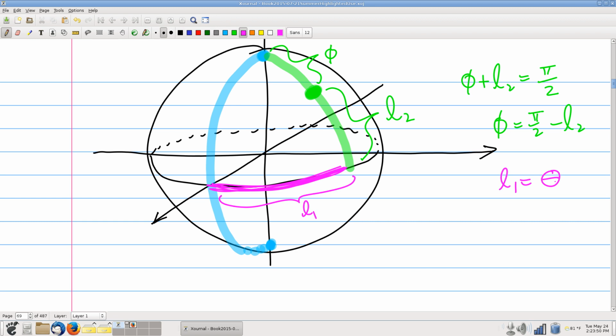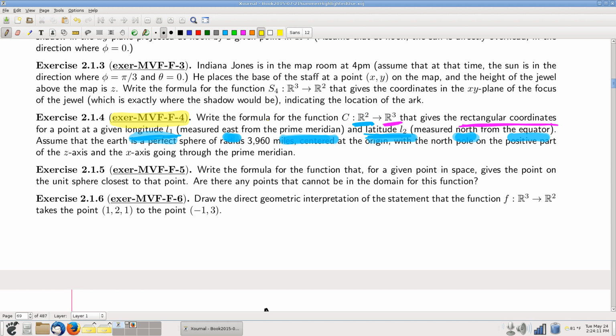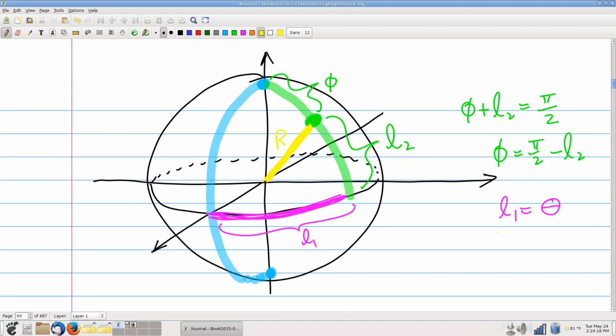All right. So now, what about rho? Well, conveniently, all the points on the surface of the Earth are approximately, and for the purposes of this problem we're going to treat them as, the same distance from the center of the Earth, and that is the radius of the Earth, r, which is given in the problem as 3960. So that's my rho. R is equal to rho.